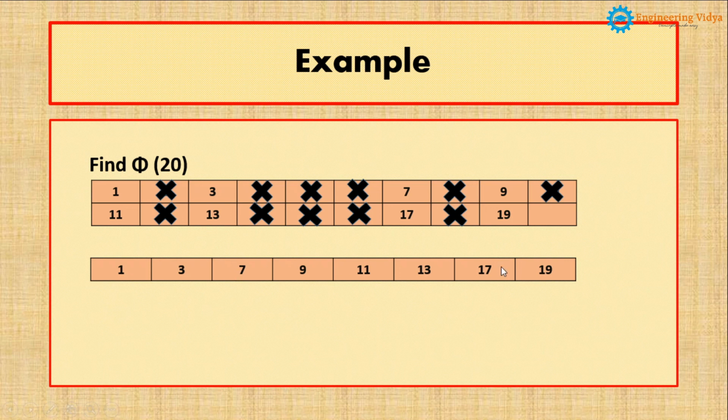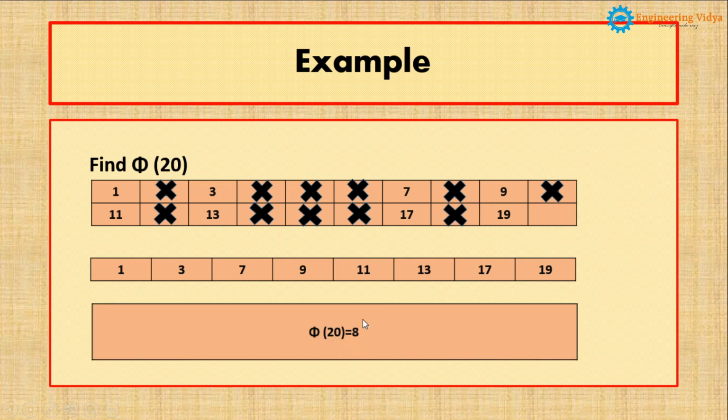Since the count of total accepted numbers is 8, here we're going to write the final answer, and the final answer will be phi of 20. Here we are calculating phi of 20, right? So phi of 20 will be equal to 8. So this is the procedure to calculate the Euler Totient function. I hope the example is very clear to you now.